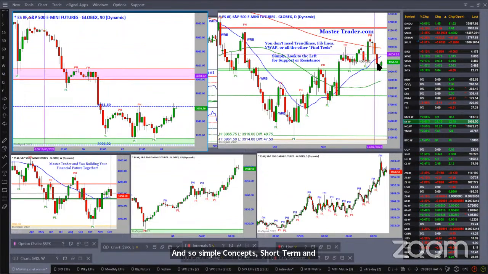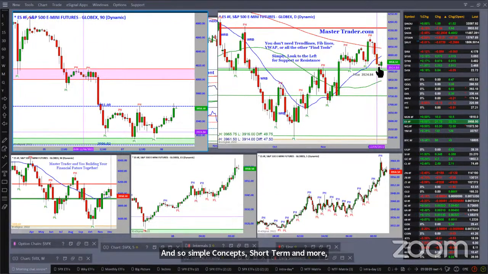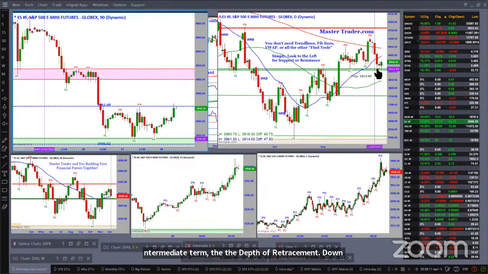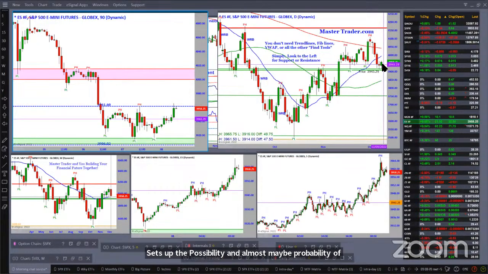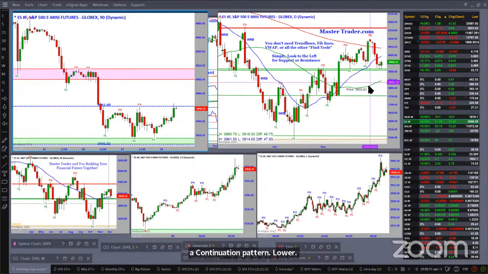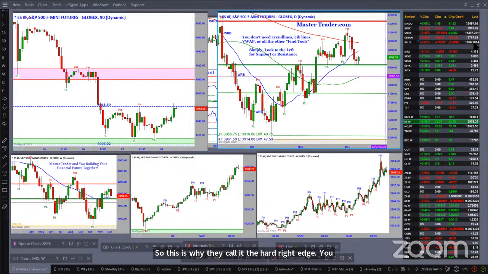Now, the depth of retracement down here sets up the possibility and almost maybe probability of a continuation pattern lower. So this is why they call it the hard right edge. It's the unknown. Nobody knows. Yesterday I spoke about what might happen here, what kind of a pattern. And so the idea was it's going to hold here, and it has. Now, how far can it retrace?